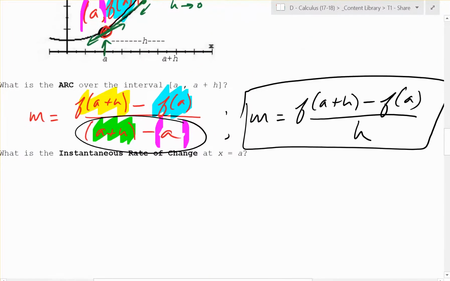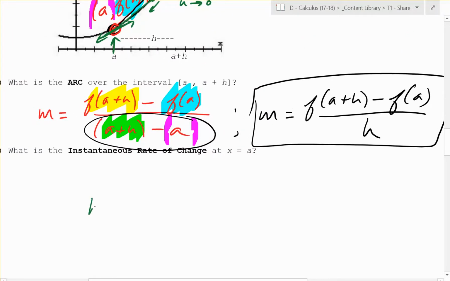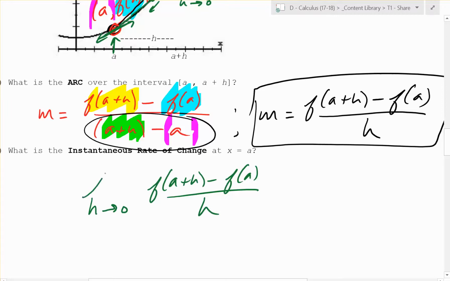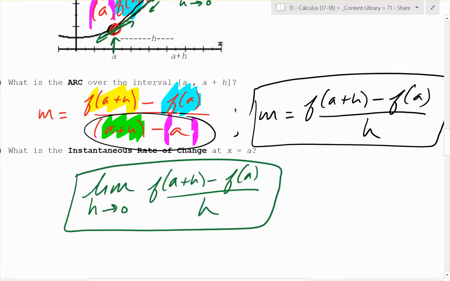So what you're doing is you're taking h and you're bringing it to 0, and you're looking at what happens to f of a plus h minus f of a over h. And we know what we're looking at really is a limit. There we go. This is the instantaneous rate of change at x equals a right there.